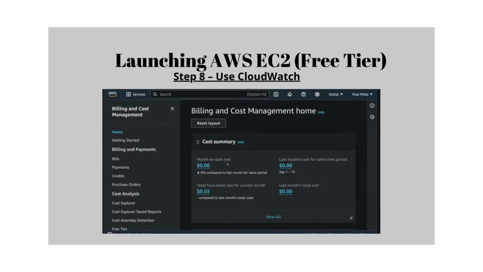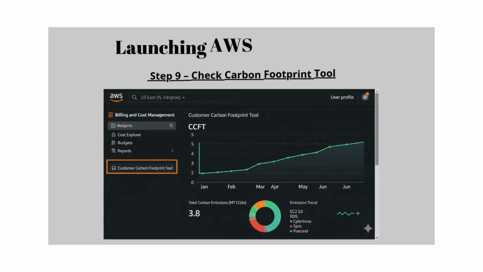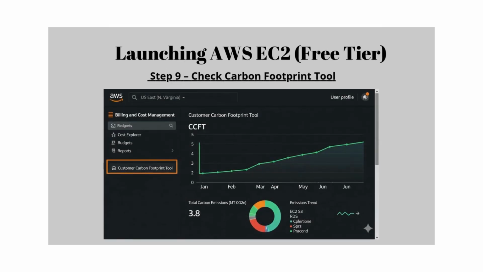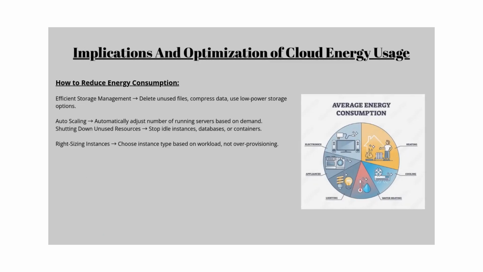Then we'll go to the billing and cost management, where we can reset the layout, see the cost summary, and we can view the whole bill. Here we can see month to date cost, last month cost, etc. Now we can see the graph of our carbon footprint tool which the customer has taken, and we can see the total carbon emission given by them, which is consumed, which is 3.8.